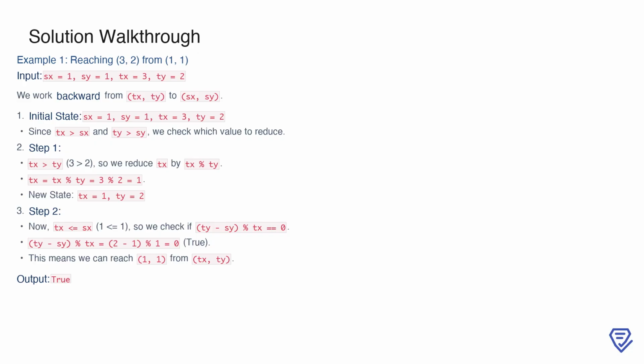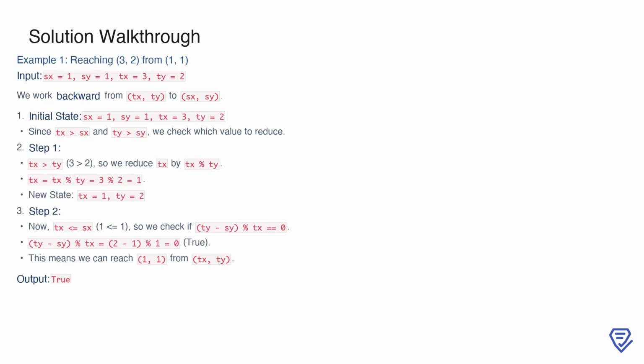Since tx > ty, we reduce tx by taking the modulus of tx with respect to ty. This gives us a new value for tx, which is 3 % 2 equals 1. At this point, the new state becomes tx equals 1 and ty equals 2.